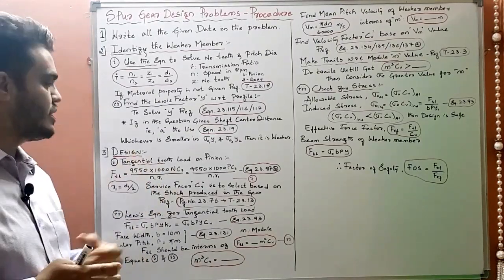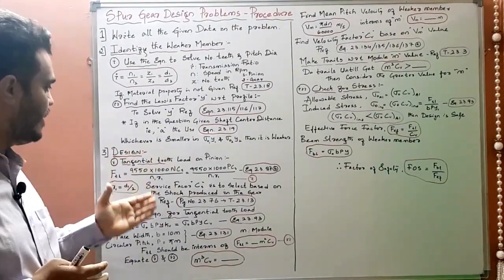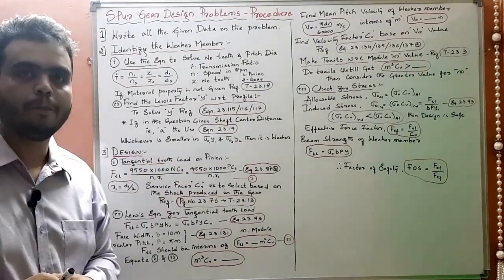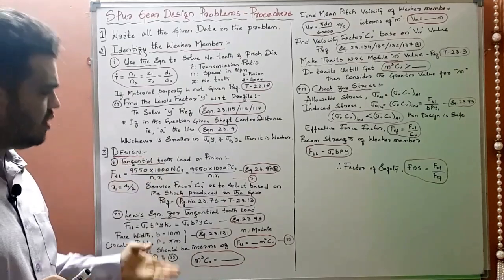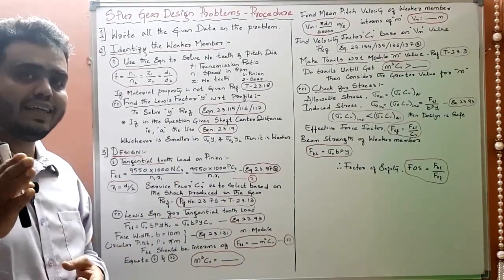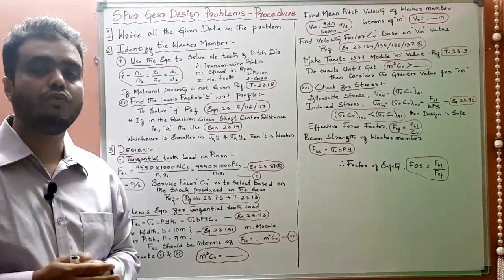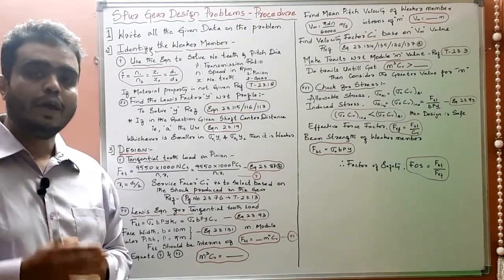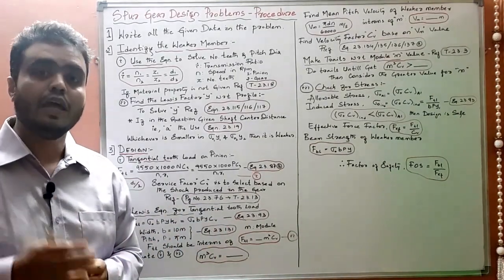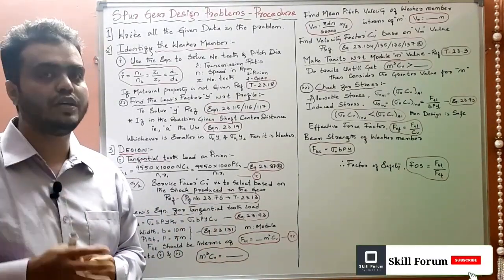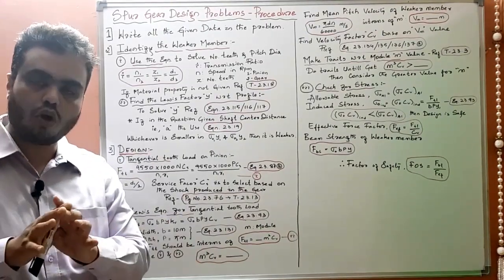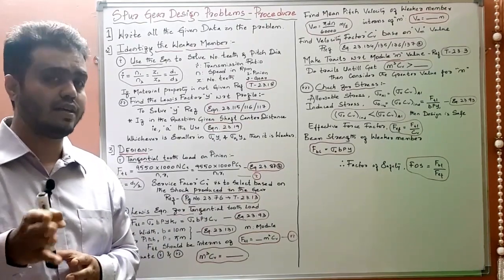Next is you need to design. In design, the first point to consider is the tangential tooth load on pinion. All the equations you will get in the design data handbook, right. One thing is, you need to remember where you will get these equations, because finding the equation in the design data handbook is much more complicated in the examination. So these things you need to practice, nothing rocket science in this design subject.